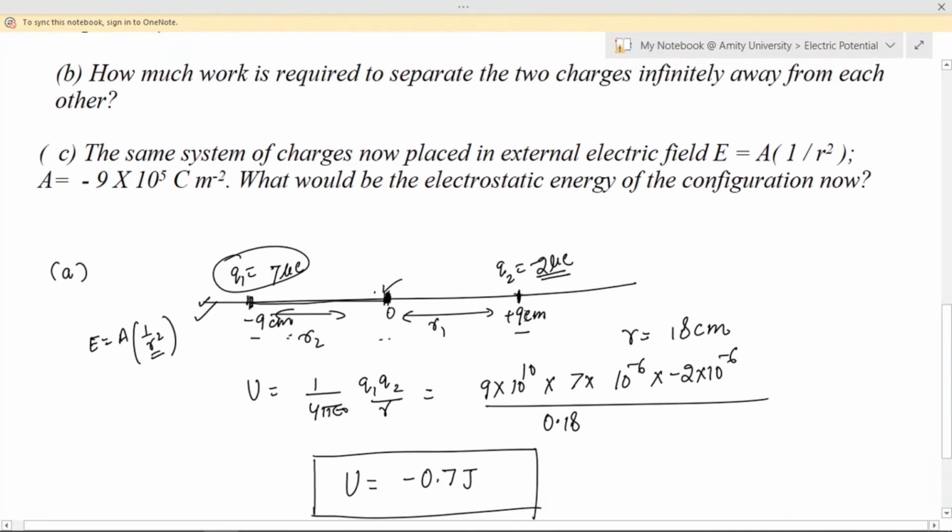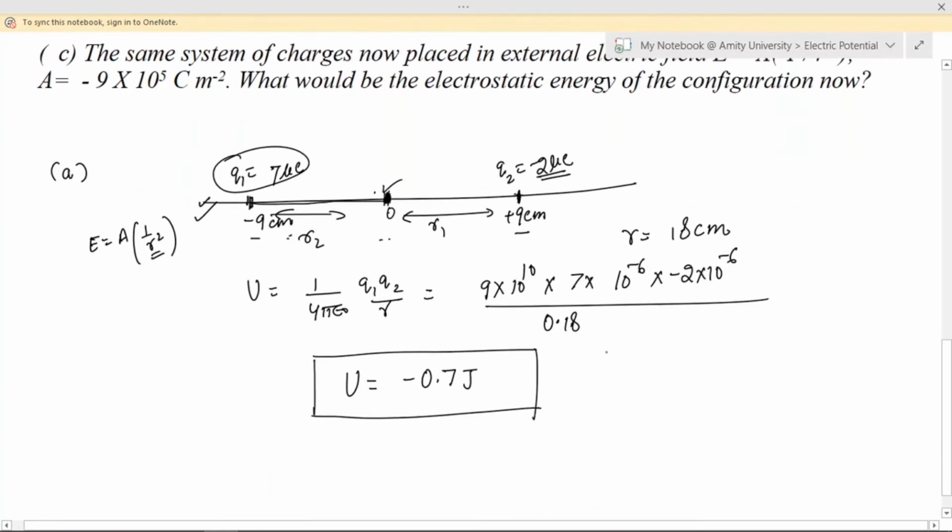Now let's come to the second part. How much work is required to separate the two charges infinitely away from each other? Initially the charges are placed at locations A and B. Here is charge Q1 and here is charge Q2, separated by a distance of 18 centimeters. Since this is the origin, Q1 is at a distance of minus 9 centimeters from the origin and Q2 is at plus 9 centimeters.